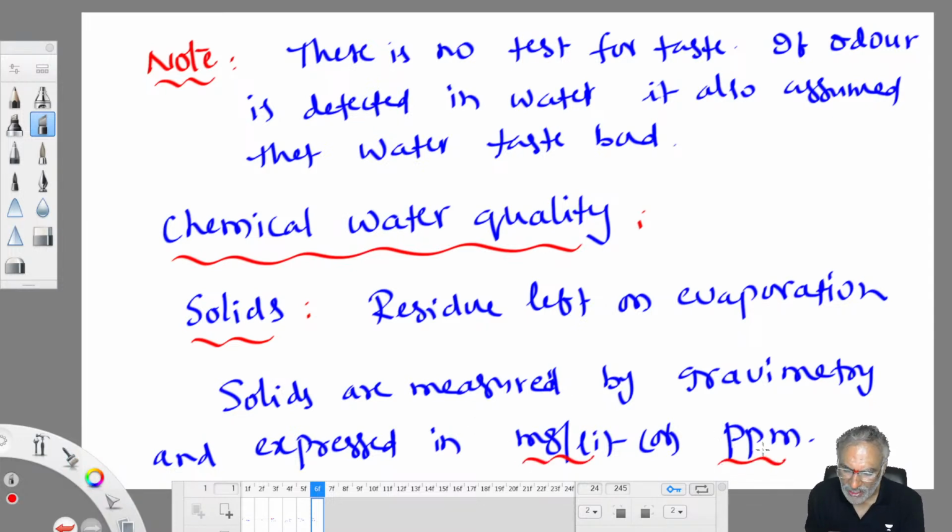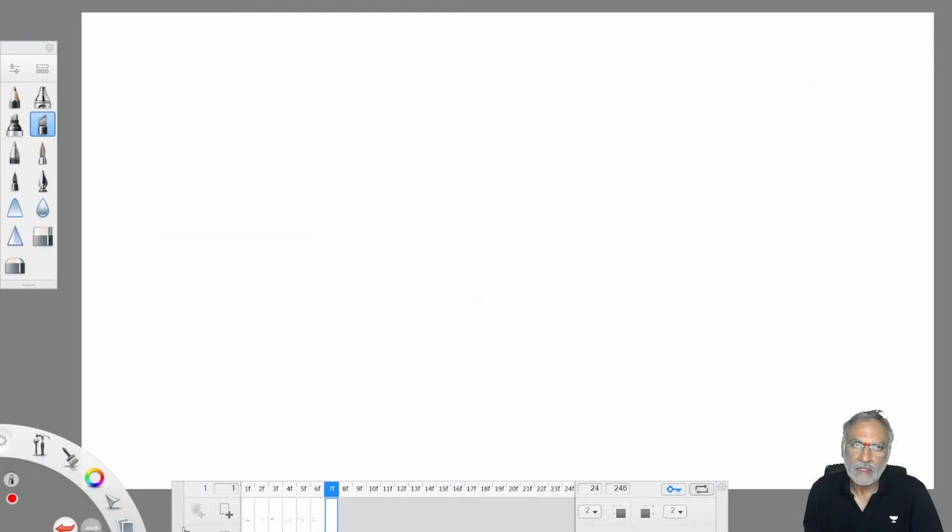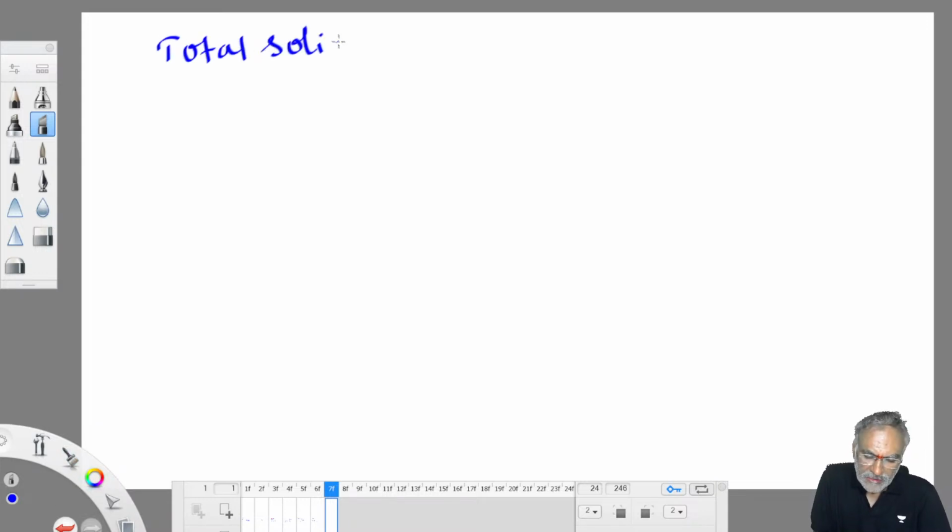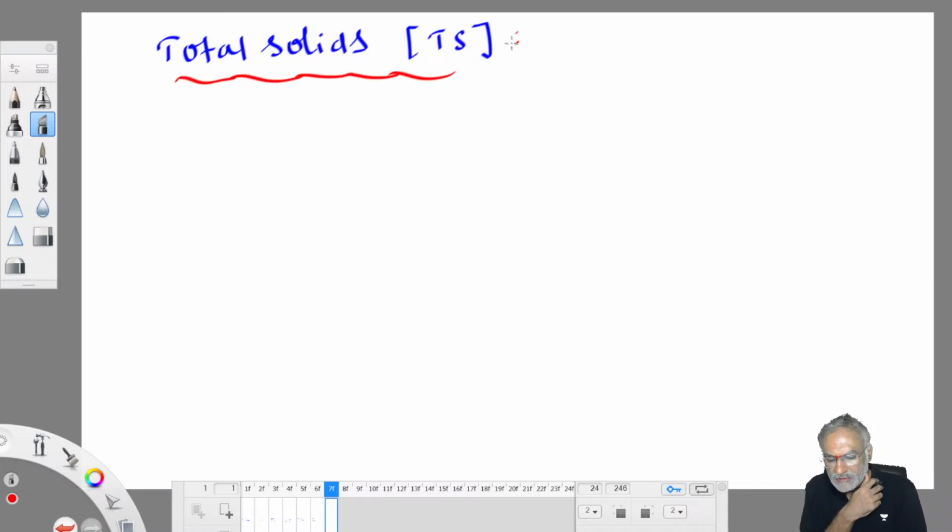Expressed in milligram per liter or ppm. So we try to work out three types of solids. One is total solids, the other one is suspended solids, and sometimes a very important solid is dissolved solids.